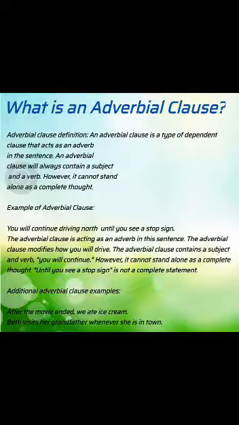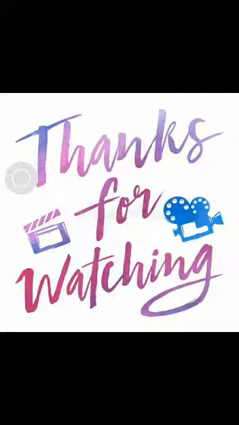Okay, so I believe you must understand the concept of clauses. और मुझे यकीन है कि आपको क्लॉज समझ में आ गया होगा.